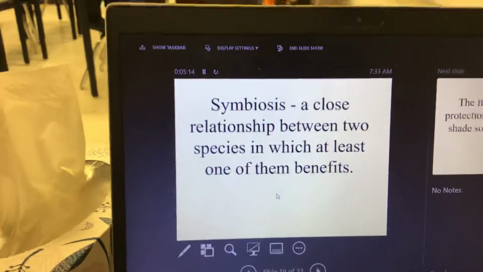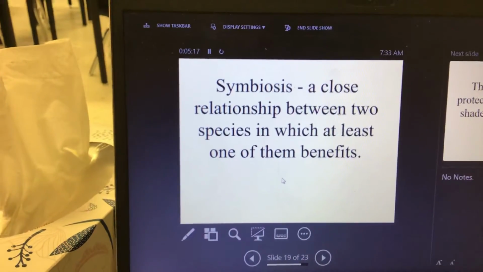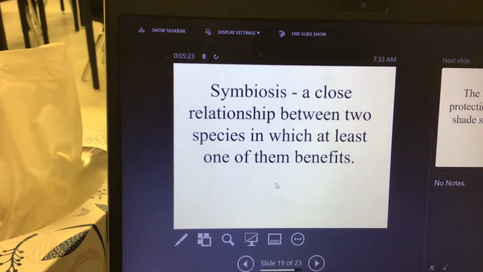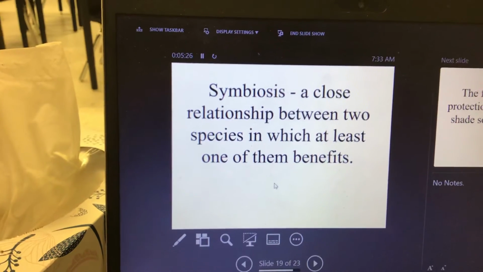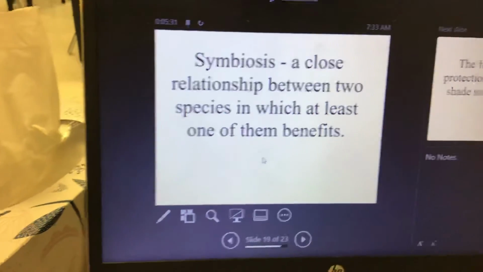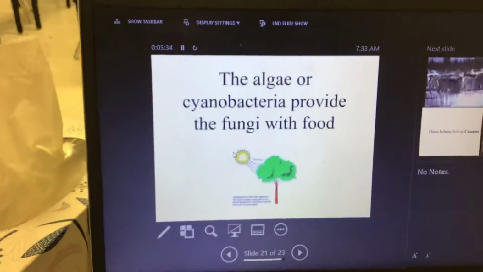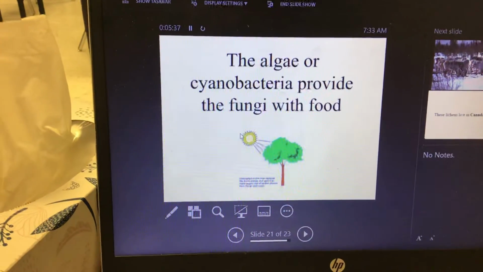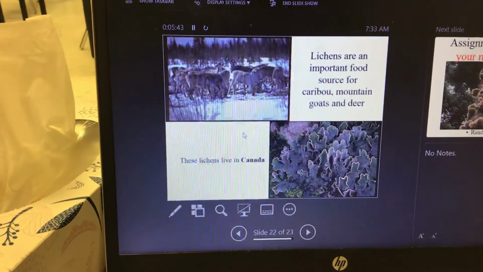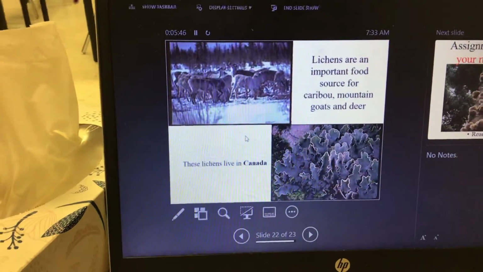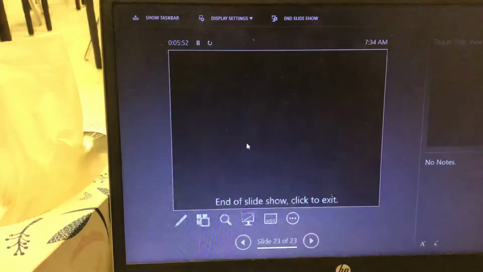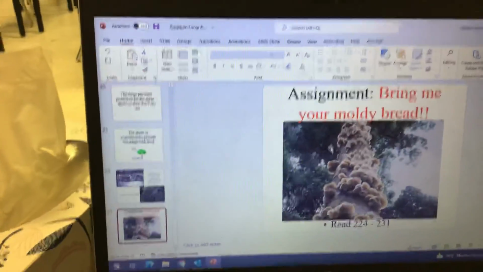I would write this down. Symbiosis is a close relationship between two species in which at least one of them benefits. So a lichen is an example of symbiosis. There are two organisms that kind of work together to live a good life. The algae and the bacteria provide the fungi with food. Lichens are a big thing: reindeer and caribou will eat lichens in the winter. So that's fungi. There we go.